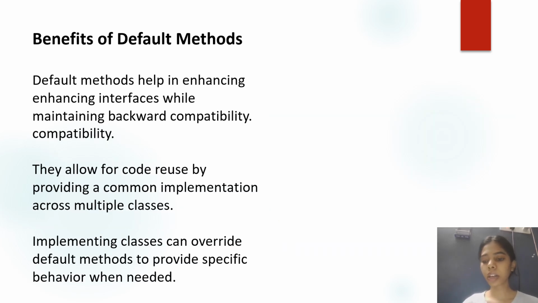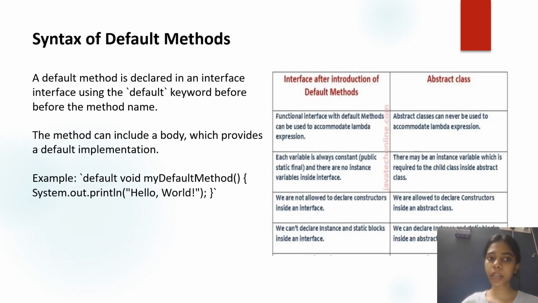Now let us take a look at the benefits of default methods. Default methods help in enhancing interfaces while maintaining backward compatibility. They allow for code reuse by providing common implementation. Implementing classes can override default methods to provide specific behavior when needed.